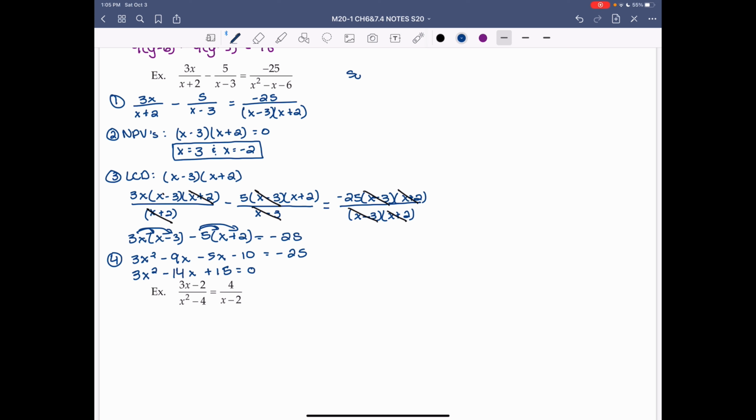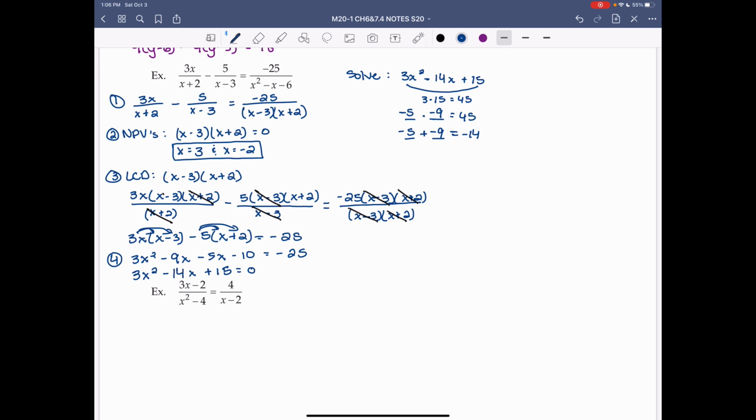I now need to solve that trinomial, 3x squared minus 14x plus 15. There's no common factor among 3, 14, and 15. So this is a complex trinomial, which means we have to multiply 3 times 15, which is 45. We want two numbers that multiply to 45 and add to negative 14. Those would be negative 5 and negative 9. They multiply to positive 45 and add to negative 14.